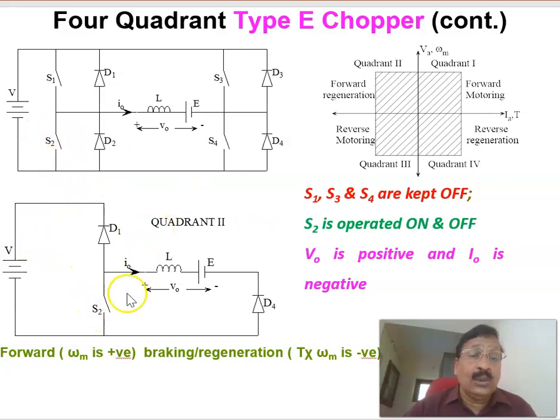S2 is the controlling switch, and D1 and D4 are the diodes, and this is the motor equivalent circuit. The voltage, plus here and minus here, is a positive voltage. Current in this direction is equal to positive current.